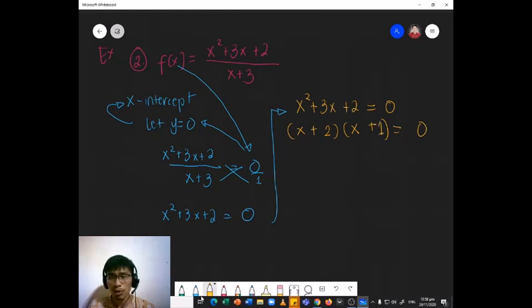So we factor this one out. Again, this is how we did this factoring. You need to find the factors of 2. What are the factors of 2?